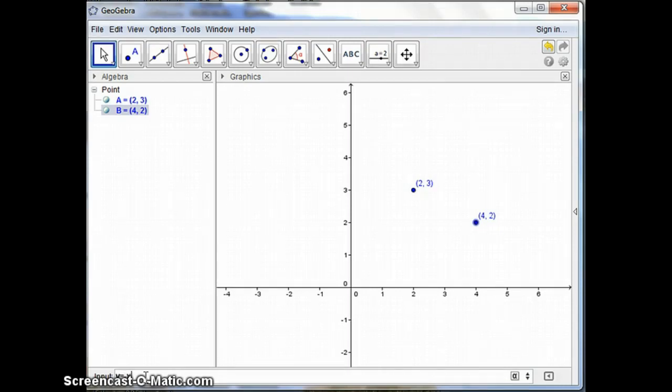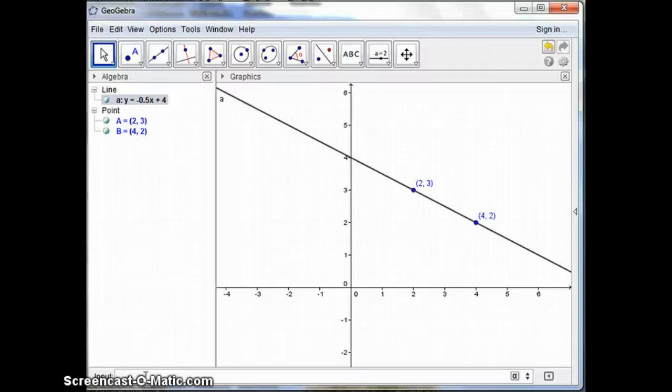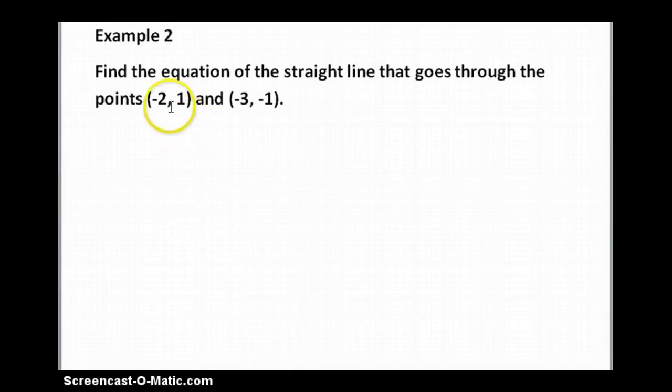y equals minus x divided by 2 plus 4. Yep, beautiful. Goes through them, no problems. Okay, another example. Find the equation of a straight line that goes through the points -2, 1 and -3, -1.